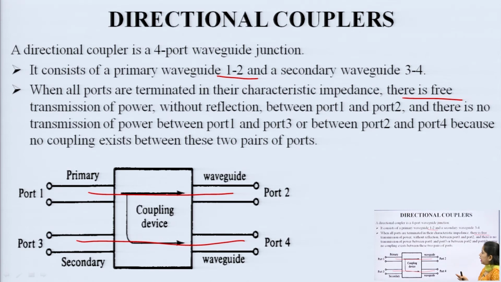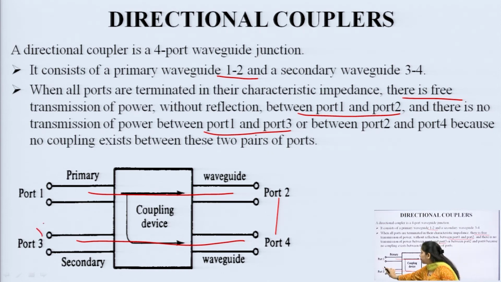So, what is this saying? That if all the ports are terminated in their characteristic impedance, there is a free transmission of power without reflection between port 1 and port 2, and there is no transmission of power between port 1 and port 3, or between 2 and 4, because no coupling exists between these two points. So, when power is fed to port 1 and all the ports are perfectly matched, it will not appear at port 3, and it will not appear at port 4 when power is given to port 2.